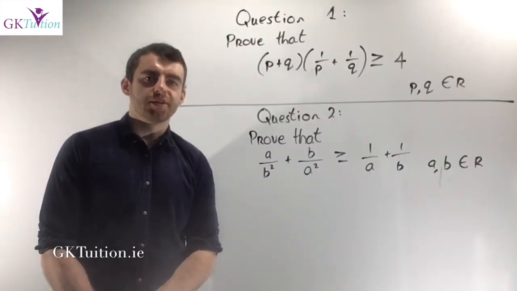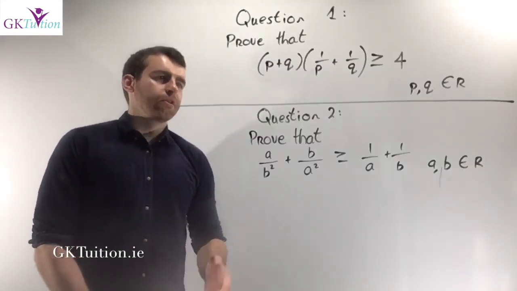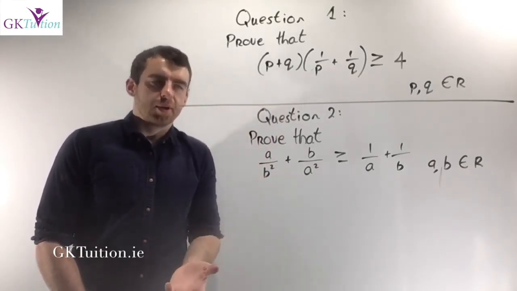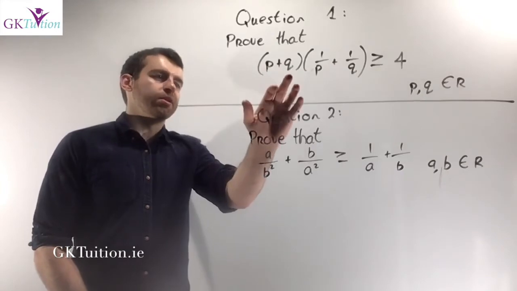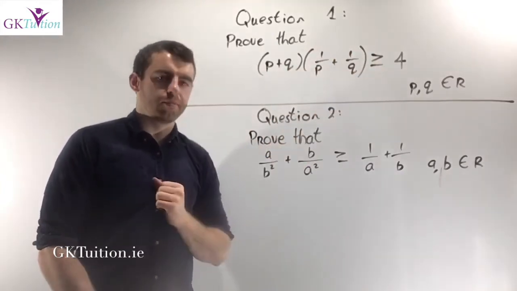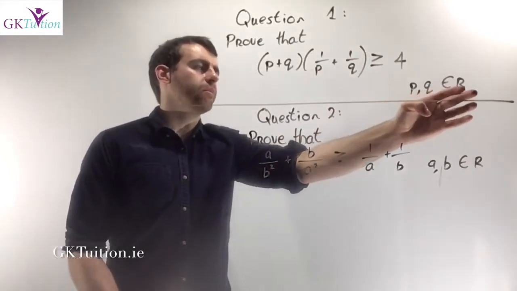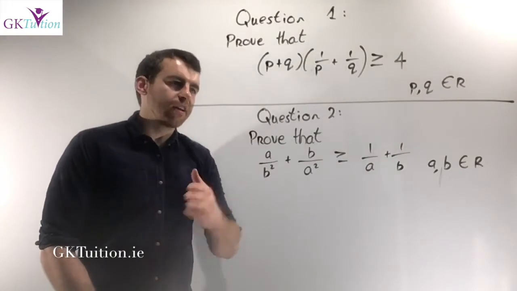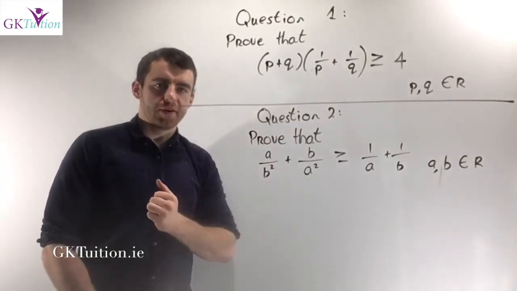Okay, so I want you to practice 2 questions here. First one, I'm using the letters P and Q rather than A and B, but it's the same principle. I want you to prove that P plus Q times 1 over P plus 1 over Q is greater than or equal to 4. And I'm telling you that P and Q are elements of R, in other words, they're real numbers. So again, I want you to play around with that, see if you can figure it out.